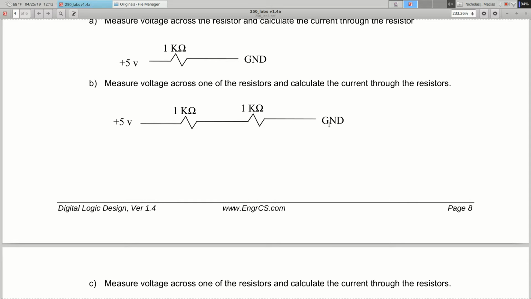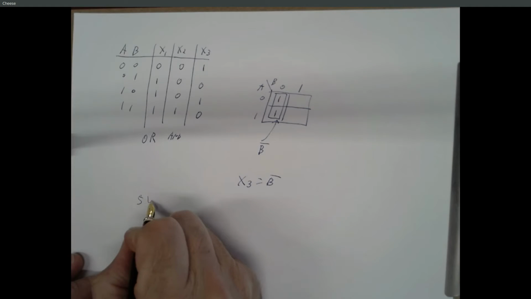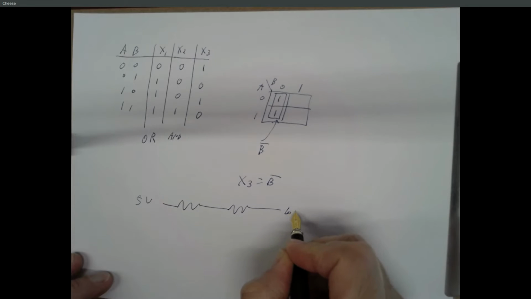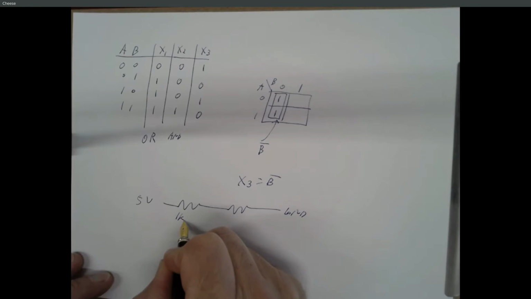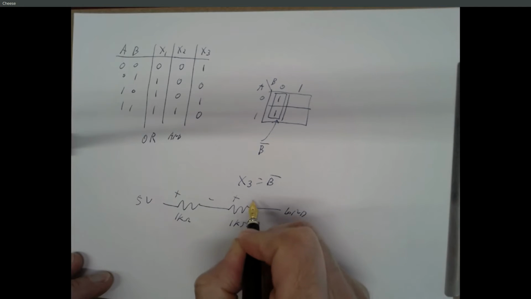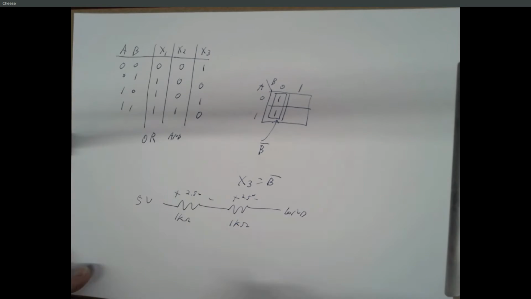And what you should find here, if you have something like this, is that across each resistor you get 2.5 volts.